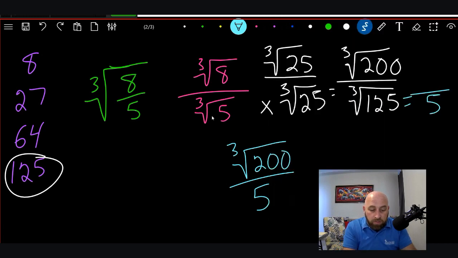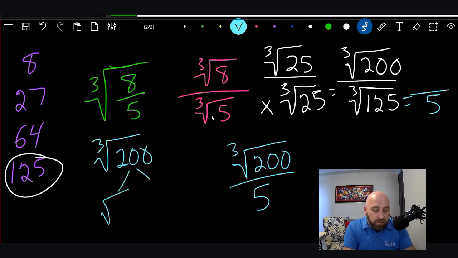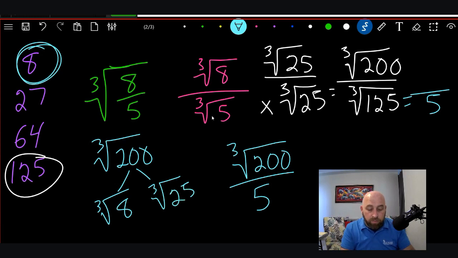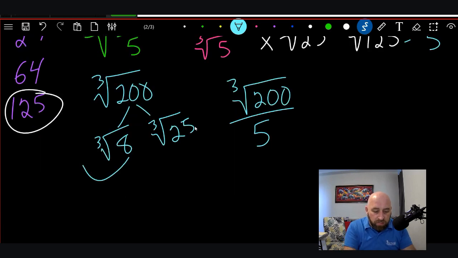So this one, the cube root of 200, solves out to the cube root of 8. That's the one we used. And that comes out to, on our calculator, that gave us 25, the cube root of 25. Okay, and so now what do we do with this? We solve this out. What is the cube root of 8?